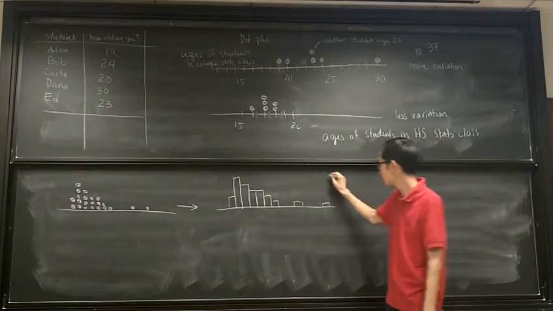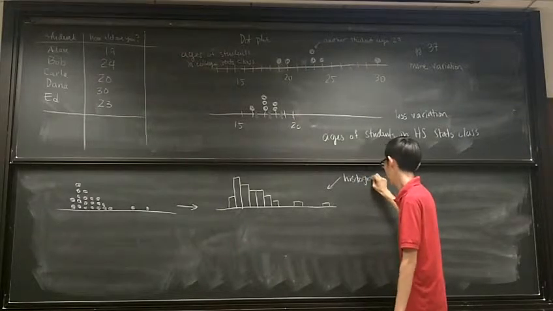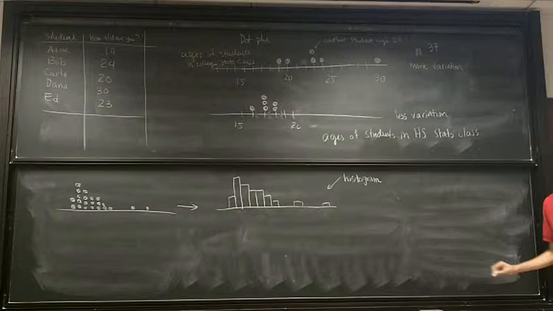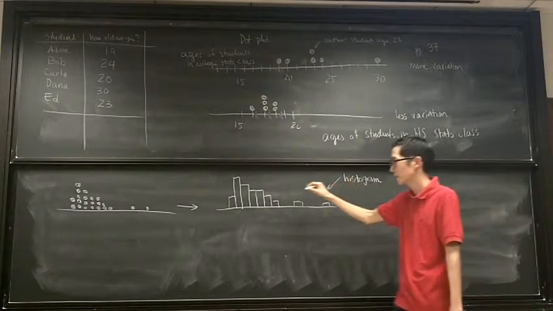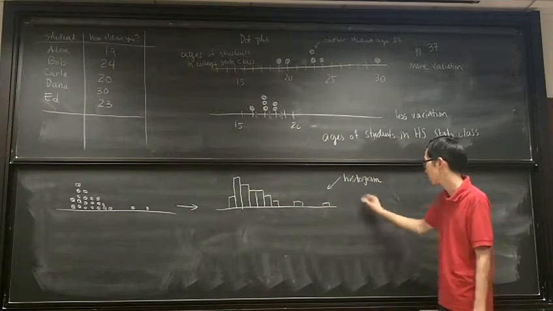So this is known as a histogram. And here we use bars to represent, basically in the place of the dots. We use bars in place of the dots.